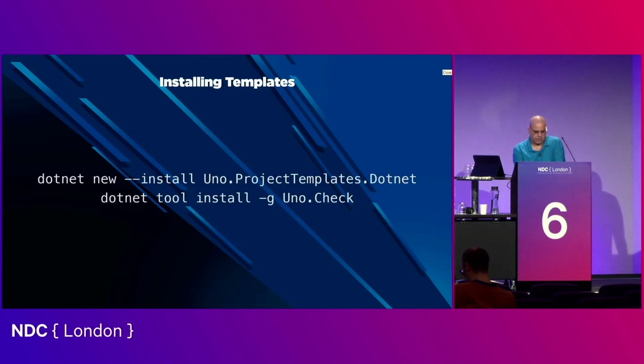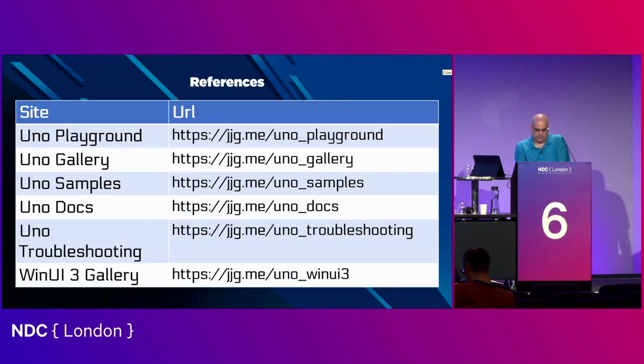Already covered that. This part you don't need to do anymore. It does it if you install the Uno extension, but essentially all the project templates come with it. If you do the .NET tool, install Uno check, it'll download all the templates for you. Here are some references to the slides I had up there.